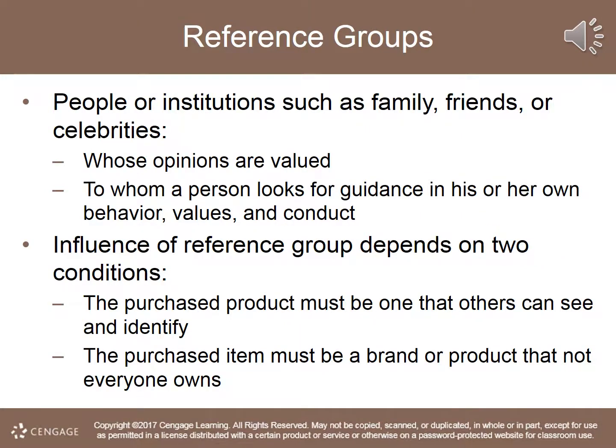The value structures and the standards of reference groups influence a person's behavior. Consumers usually try to coordinate their purchase behavior with the perceptions of the values of their reference groups. The influence of a reference group on a member's purchase decision requires two conditions. 1. The purchased product must be one that others can see and identify. 2. The purchased item must be conspicuous. It must stand out as something unusual, a brand or product that not everyone owns.